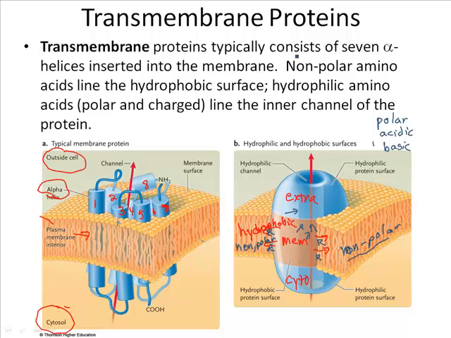So now, non-polar amino acids are going to line the hydrophobic surface. Hydrophilic amino acids are going to line this inner channel. Now, the reason that's important, we'll see later on, is one of the roles of these proteins is to regulate transport into and out of a cell.